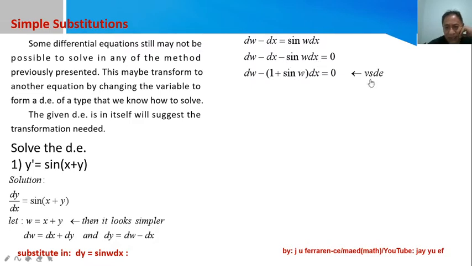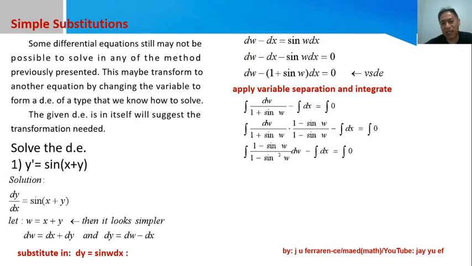Now, this is already a VSD upon transforming my equation. So as a VSD, I have to go with variable separation. So I have a dw over the 1 plus sine w. Then we have the next term which is the dx, and we have 0 at the right side, which is already integrable. So I can integrate my first term, dw over 1 plus sine w, minus the integral of the dx. No problem with this. This is covered by a formula including the integral of 0. So we can arrive with a general solution.